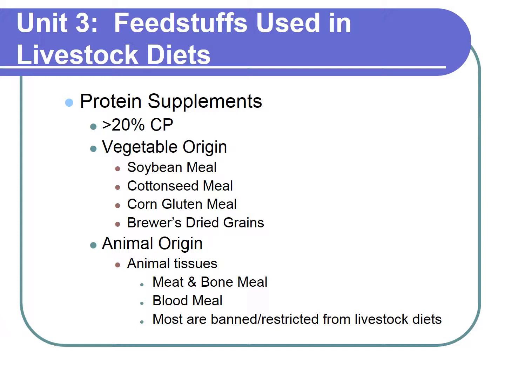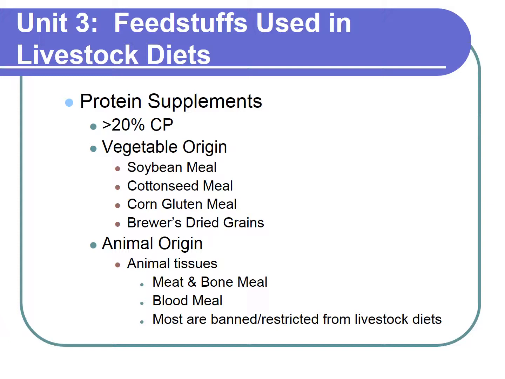So protein supplements are going to be either vegetable or animal in origin. Your vegetable origin examples are clearly soybean meal, which would be the number one protein supplement feed, coupled with the number one energy feed, which is corn, the basis of most of your swine rations out there. Some more examples are cottonseed meal, corn gluten meal, and brewers' dried grains, which you might find as byproducts of other processing industries.